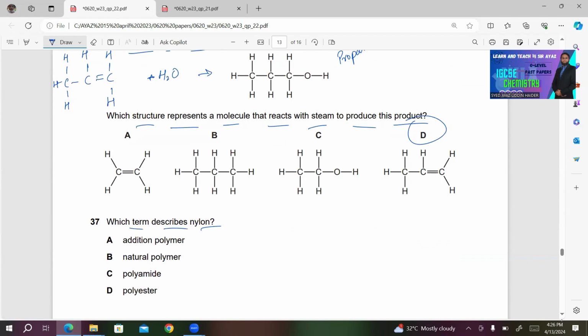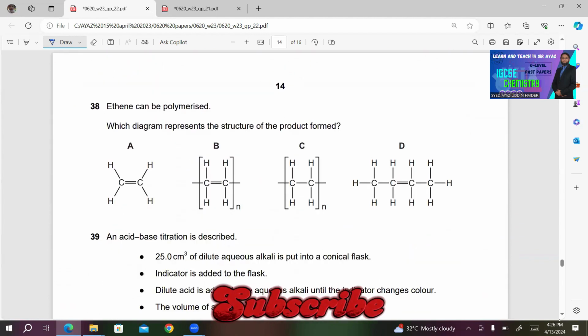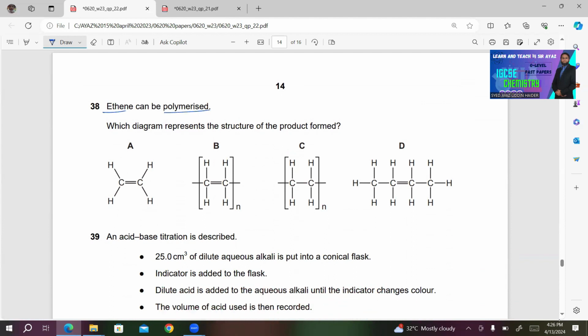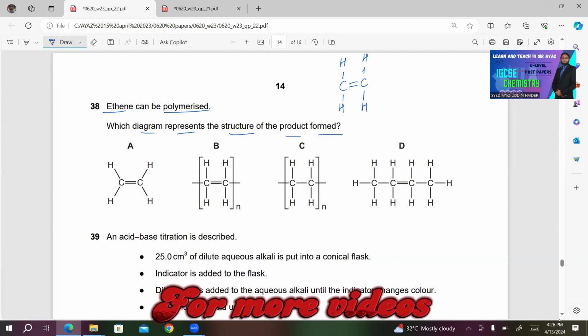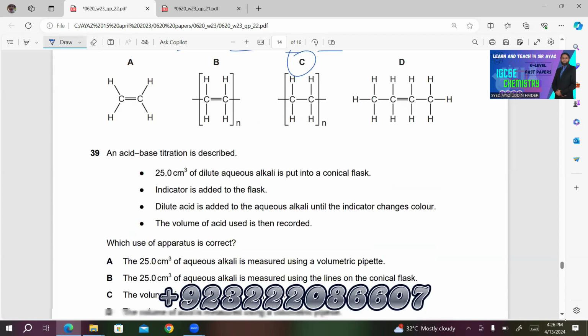Which term describes nylon? It's a polyamide. C is the right answer. 38. Ethene can be polymerized. Which diagram represents the structure of the product formed? When polymerizing ethene, what is the formula of ethene? Yeah, carbon-carbon double bond. When you polymerize it, you remove this bond and it will become like this. C must be the right answer in this case.